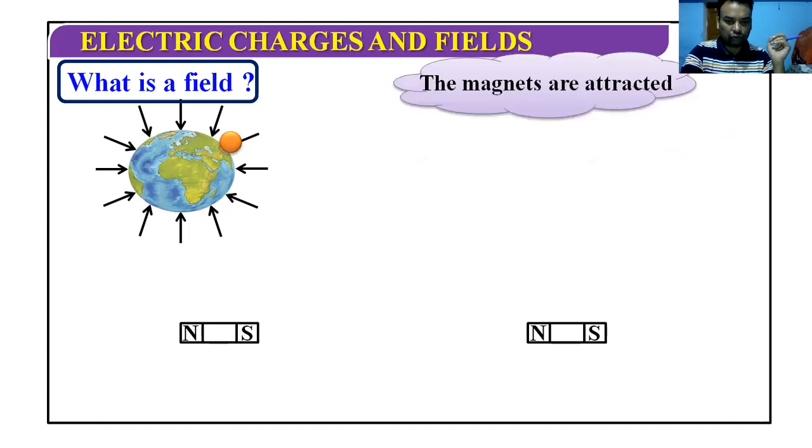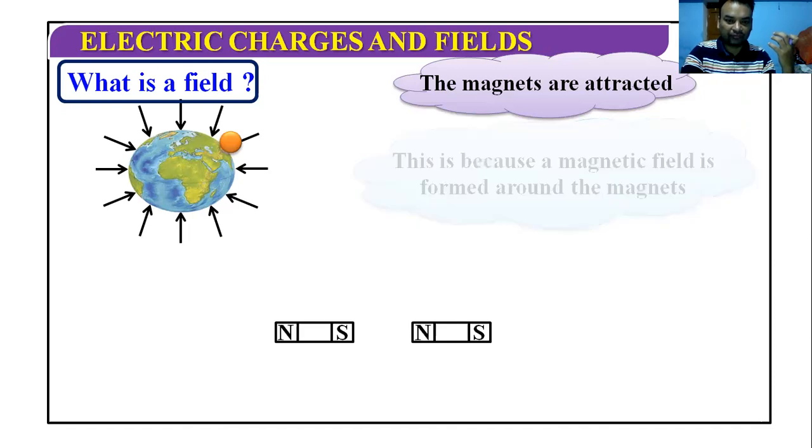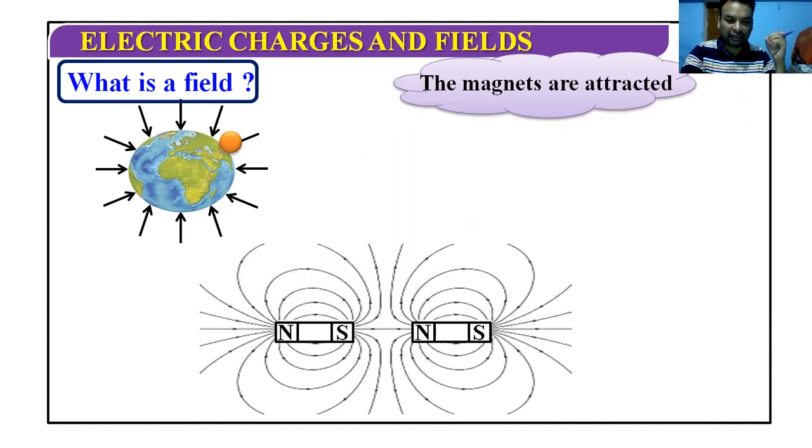If we take two magnets and keep them in the periphery of each other, it is again a field. When magnets are kept close to each other, they try to attract or repel each other. So when they show any attraction or repulsion, it means they are in the field of each other. That is the magnetic field.